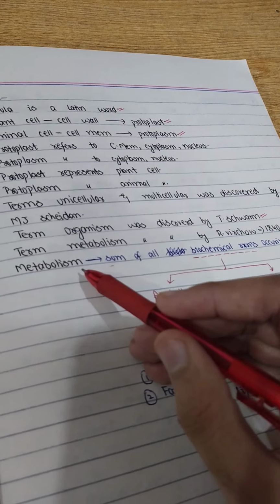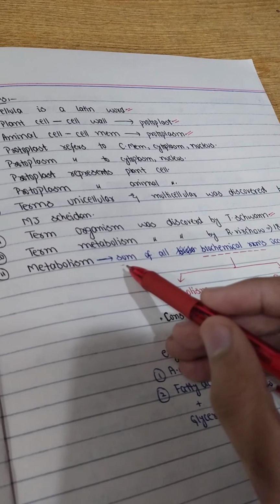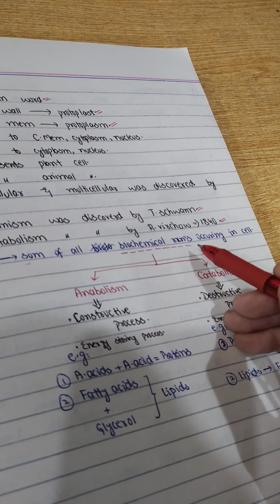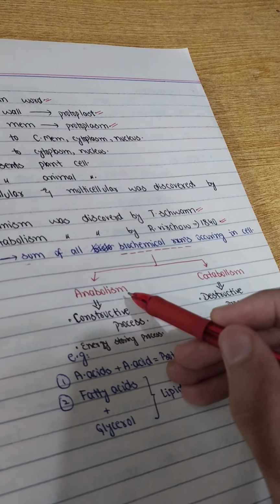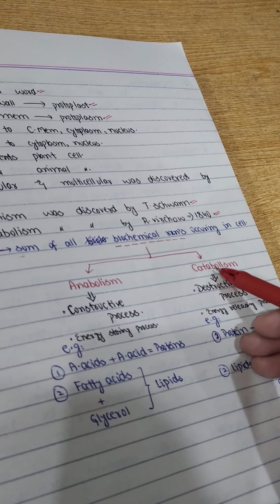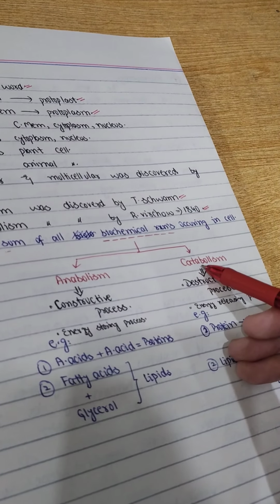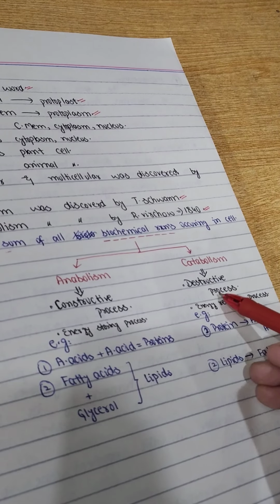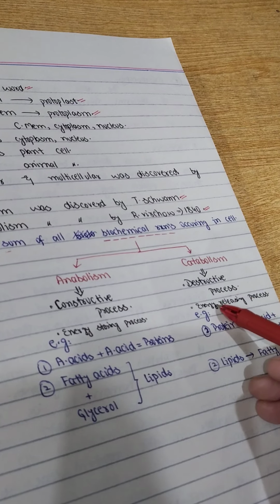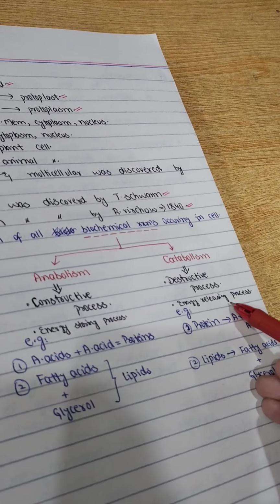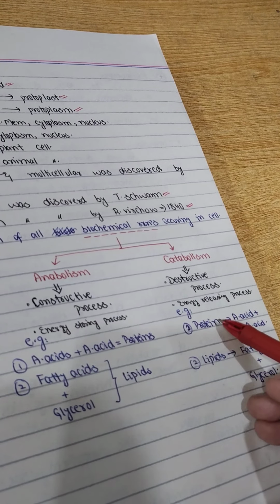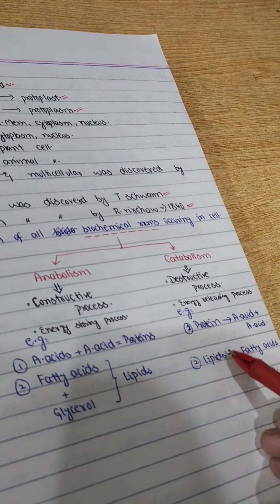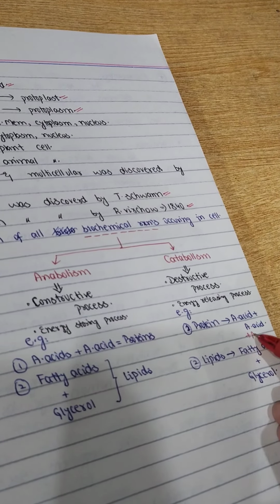What is metabolism? The sum of all metabolic reactions occurring in a cell is called metabolism. Metabolism consists of two steps. One is anabolism and the second one is catabolism. As the name indicates, catabolism means cutting. In catabolism, it is a destructive process in which cutting of the molecule occurs and energy is released. In this process, large molecules break down into small molecules. Protein, which is a polymer, breaks down into amino acids and also releases some ATP.